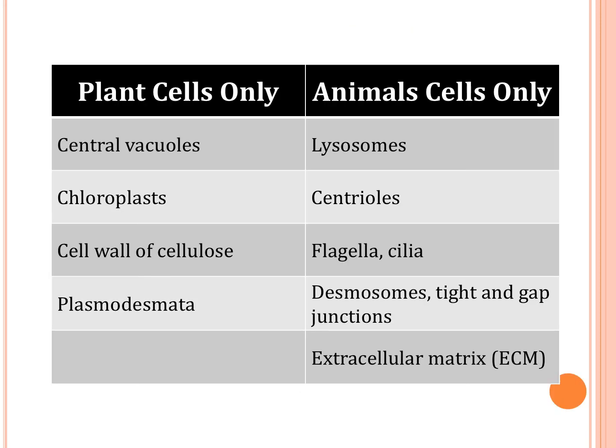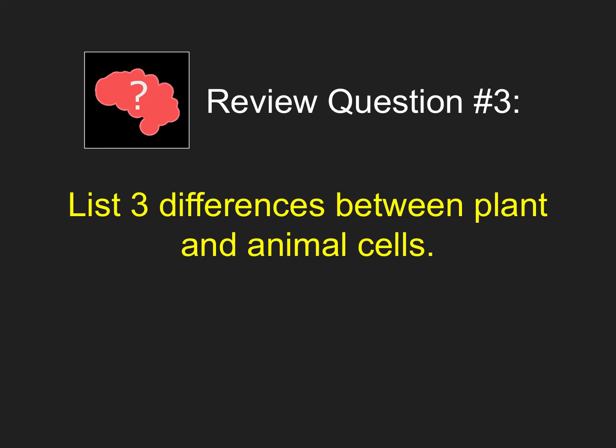All right, so finally, let's summarize differences between plant and animal cells. Plant cells have that central vacuole, chloroplasts. They have cell walls, which are made of cellulose, and those connections, those channels called plasmodesmata. Animal cells have lysosomes, centrioles within the centrosome region. They do have flagella and cilia, and the connections between the cells to hold them together are desmosomes, tight junctions, and gap junctions. And then on the outside surface is the extracellular matrix.